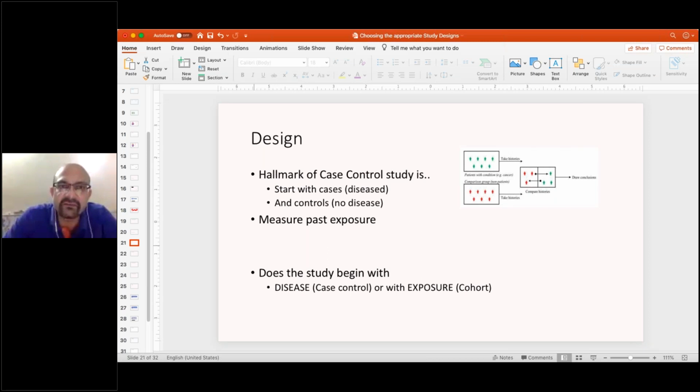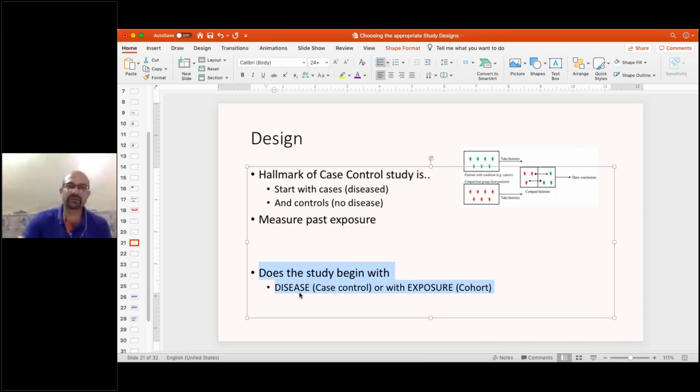You start with diseased versus non-diseased, and then we measure the exposure. So just remember, if you begin with the disease and classify individuals into diseased versus non-diseased, or outcome or non-outcome, then we say it's a case control study. But if we classify our groups according to those who are exposed or non-exposed and then measure how many get diseased, then it becomes a cohort study.